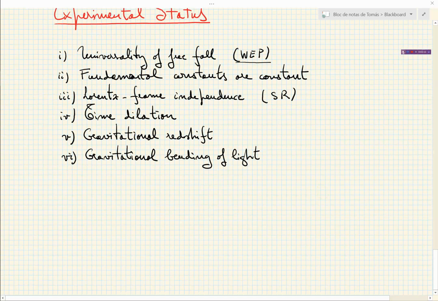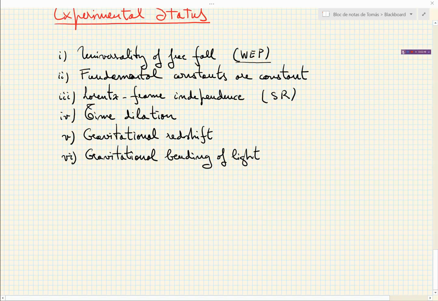Bodies of different compositions have different kinds of atoms and nuclei, and this means that the binding energies that keep these nuclei and these atoms together, electromagnetic, weak, and strong nuclear interactions, appear in different proportions. The fact that all of them fall in the same way means that all these kinds of energies fall in the gravitational space-times in the same way, or they couple to the gravitational field in the same way.